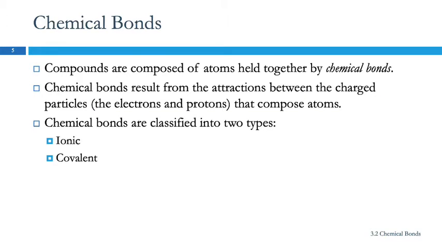How do those atoms stick together and form compounds? Chemical bonds. Chemical bonds are what hold the atoms together. And chemical bonds basically arise from attraction between opposite charges. Exactly what those charges are will vary from compound to compound, but basically it comes from the protons, which are positive, and the electrons that are negative. We can classify chemical bonds into two broad types, ionic and covalent.